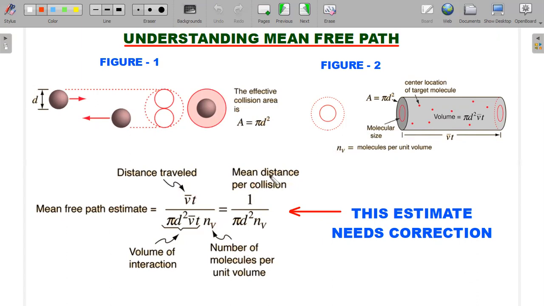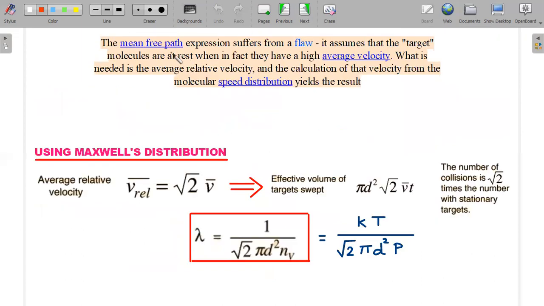So this mean distance per collision comes out to be this if we make this kind of estimate. But this estimate needs a correction, because in this idea I've assumed that only one molecule is moving, and the other molecules are at rest waiting for this molecule to come and hit. But we started with figure 1, where not only the molecule that went in is moving, but the other targets also have a distribution of their own. That correction is slightly out of syllabus calculation for us. So the mean free path expression on the previous page has a flaw.